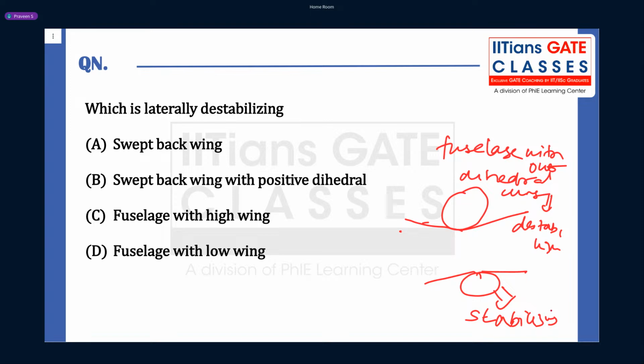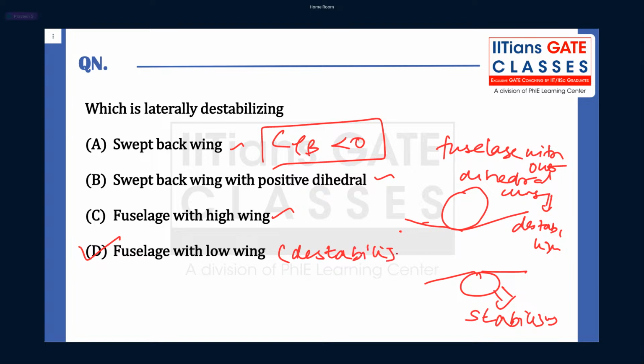And if we go by that analogy, then option D is the correct answer, because swept back wing is obviously stabilizing, because our CL beta stays negative. So that's why. And for this case also, this is perfectly valid, and these two are valid, and this high wing statement is also stabilizing. So the only thing is this is actually a destabilizing answer. So the correct answer is D. Hope that makes sense to everyone, right? So moving on to the next question.